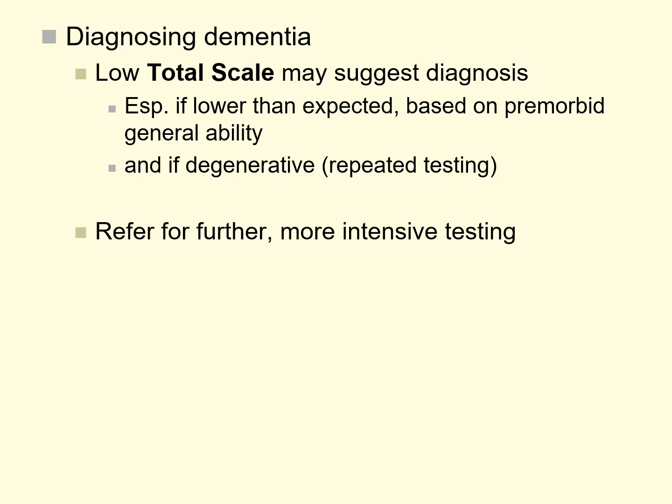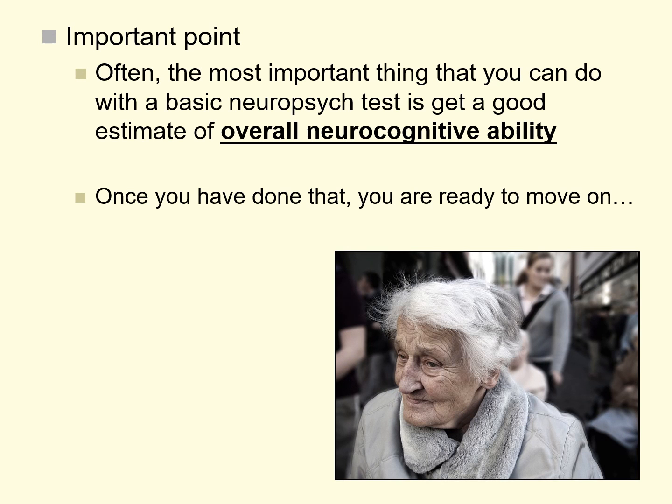It looks like a pattern of degeneration in functioning, or a degeneration in ability, especially if we're also seeing co-occurring with that decreased functioning, the person is even less able to work or volunteer or participate or interact and so on. Important point here, often the most important thing you can do with a basic neuropsychological testing session is estimate overall neurocognitive ability.